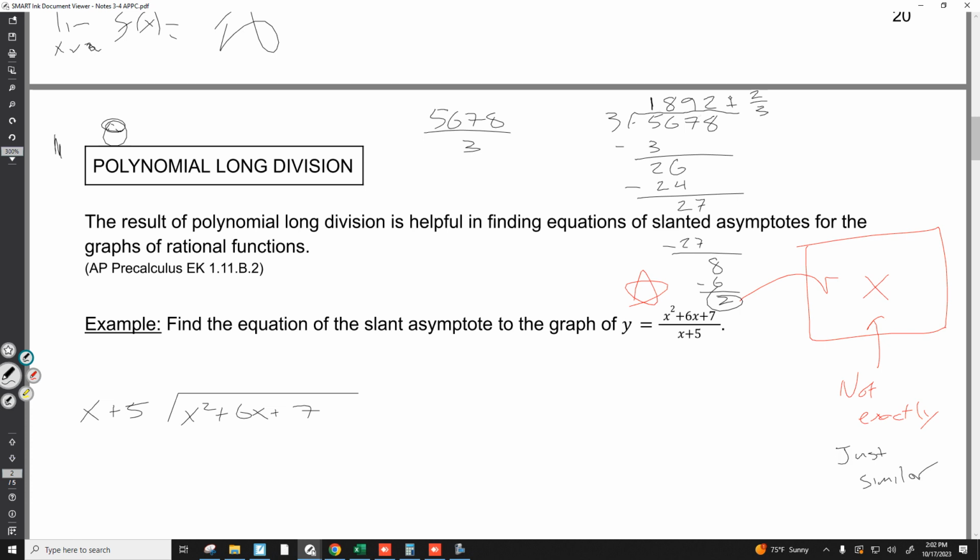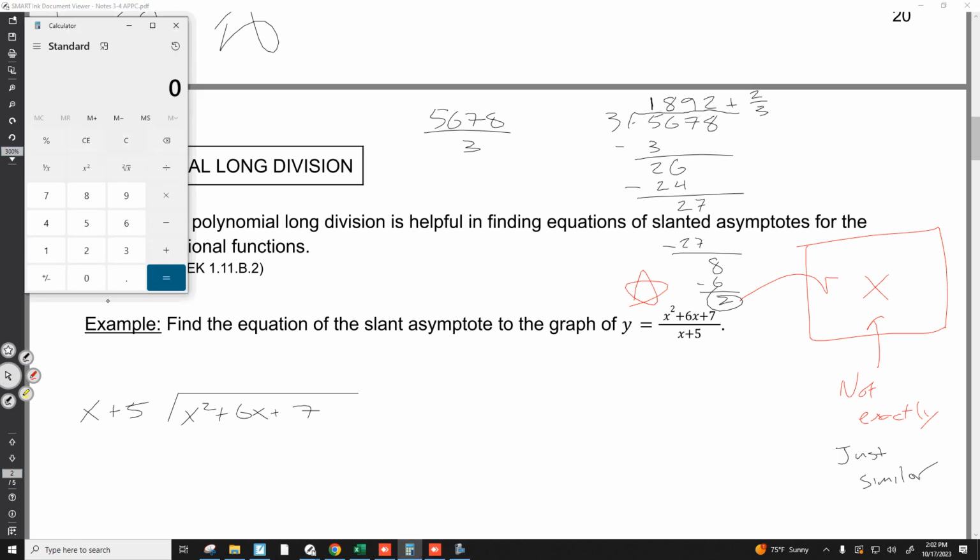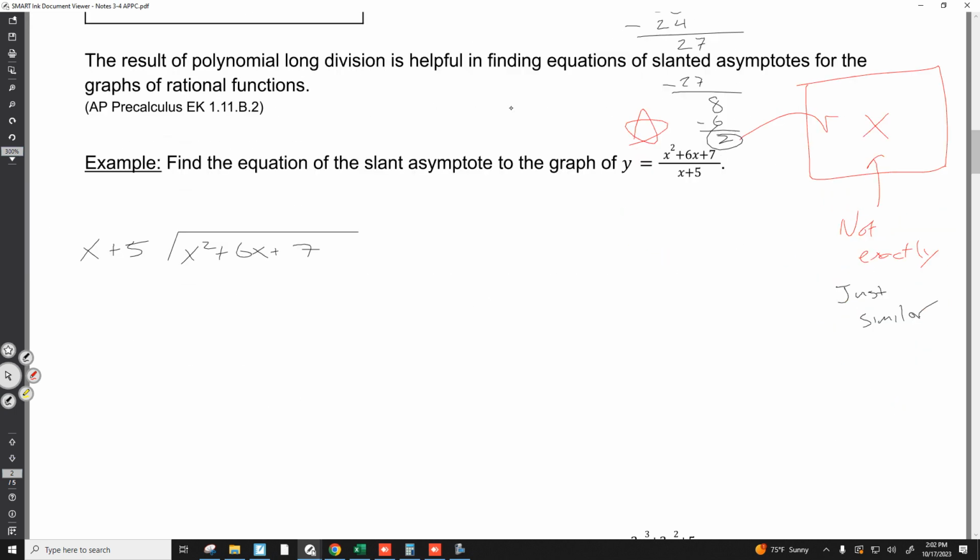If you use your calculator, you can see that 5,678 divided by 3 is 1,892 and 2/3. Cool? Cool. Well, the same process works with polynomials.